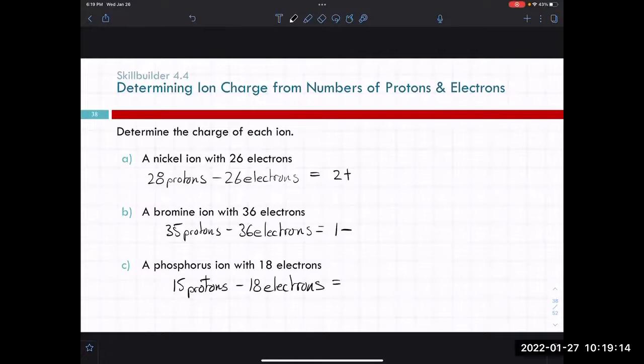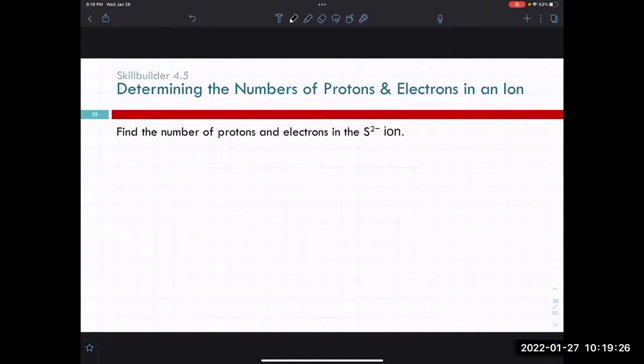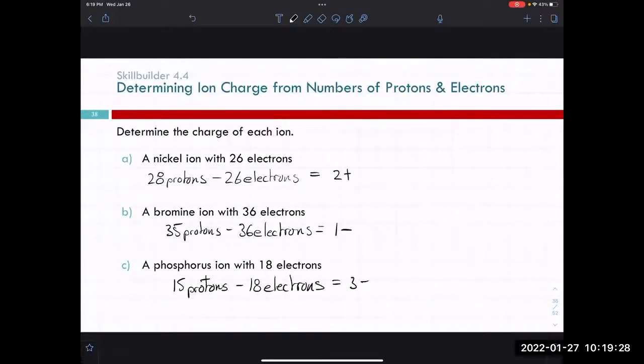So 15 protons minus 18 electrons, 3- charge. Does that make sense?